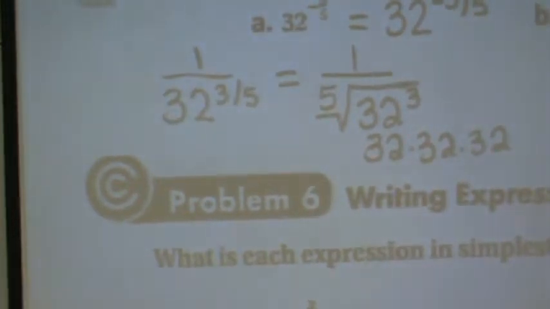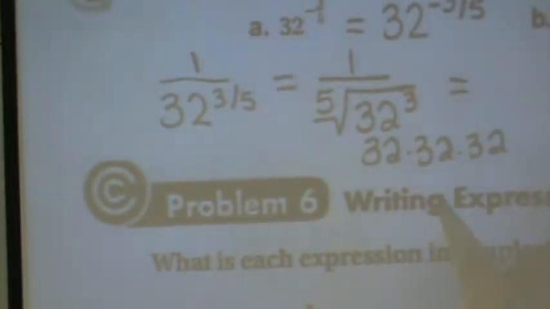Does anyone know what 32 consists of? It's five 2s. It's 2 times 2 times 2 times 2 times 2. So do you think you could simplify that? Can you see 5 2s, 5 2s, 5 2s there? So what's your answer? 1/8? 1/8, you got it.